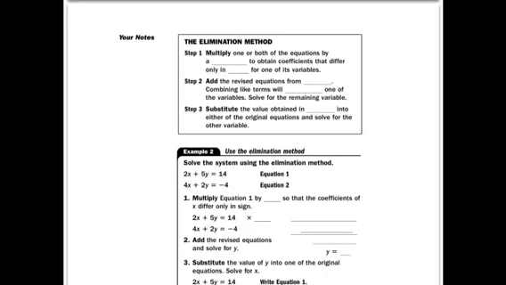Now the elimination method is a little different. It's multiply one or both of the equations by a constant. A constant is just some number, to obtain coefficients that differ only in sign, meaning we're going to make one positive and one negative. Add the revised equation from step 1. Combining like terms will eliminate one of the variables, then solve for the remaining variable. Then substitute your answer back, obtained in step 2, into either of the original equations. So let's see what that looks like.